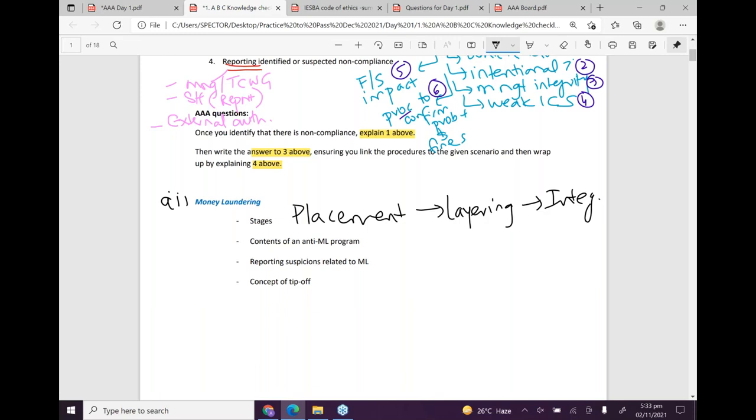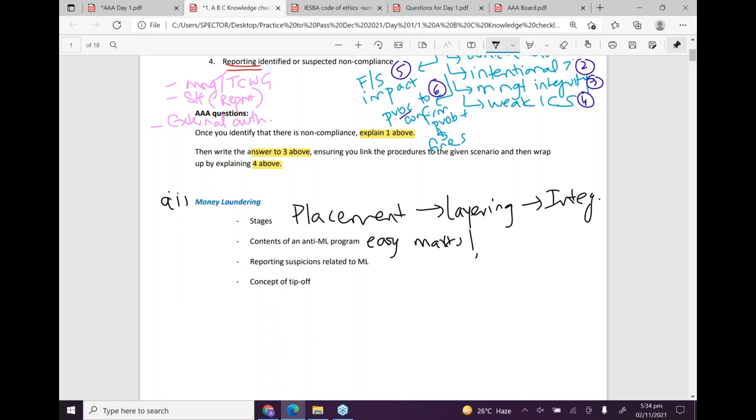So you initially hide the money, then you layer it, trying to lose the audit trail, and integration is you're trying to use that money in an apparently legitimate transaction, trying to show that this is all nice and legal. Super easy marks, very frequently tested: you should know what the contents of an anti-money laundering program are. So having an MLRO, what is that person meant to do?